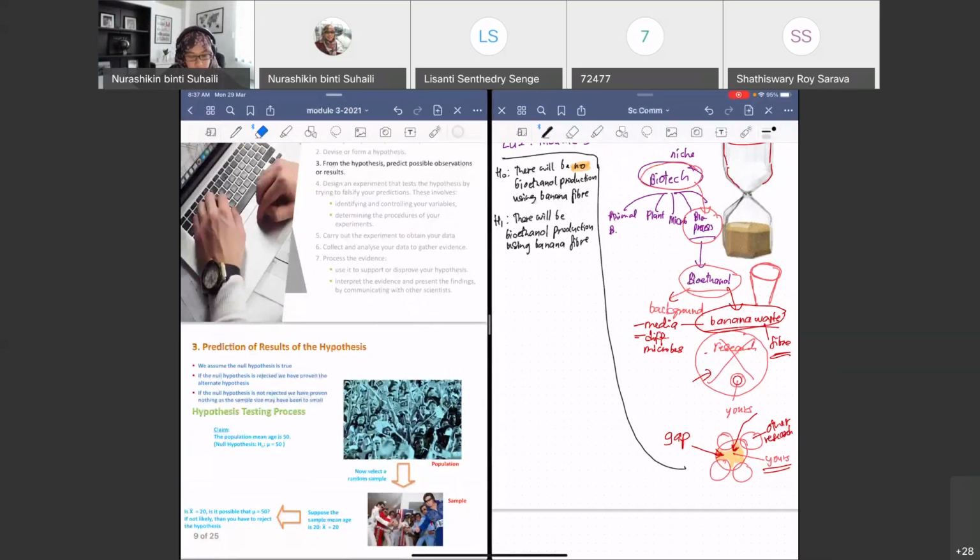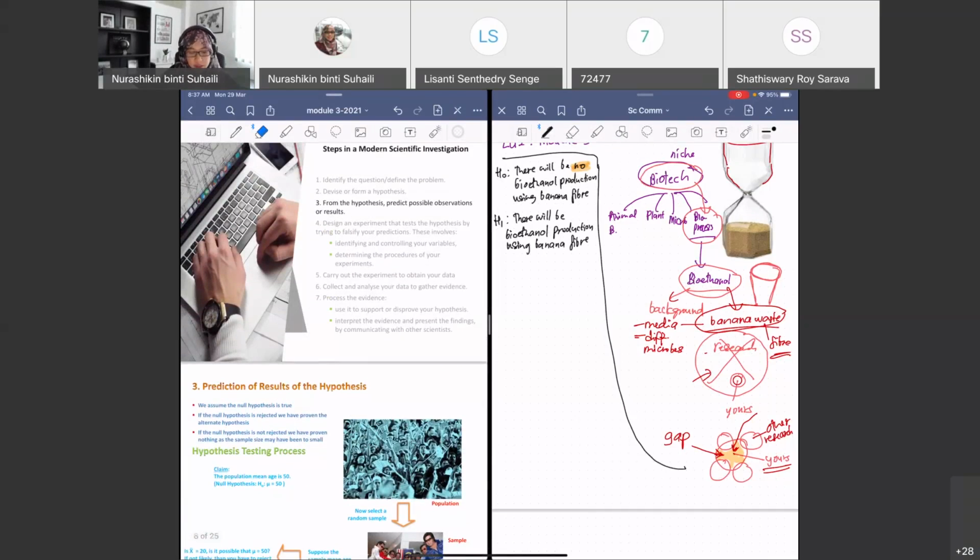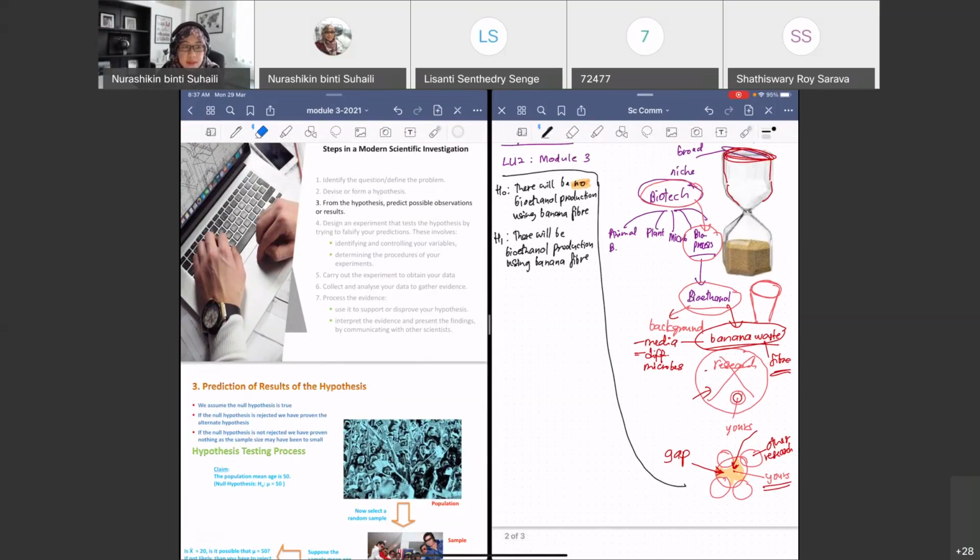Okay, so when you say predict possible observations or results, you can see from the hypothesis, let's say in the case of the alternative hypothesis, there will be bioethanol production using banana fiber. The observation that might arise from here is: what is the condition that favors low production, or what are the conditions that favor high production.